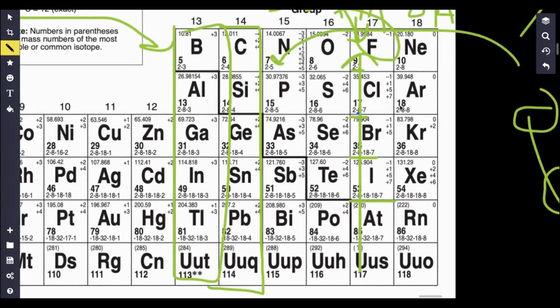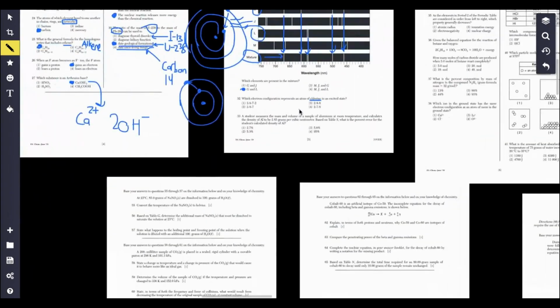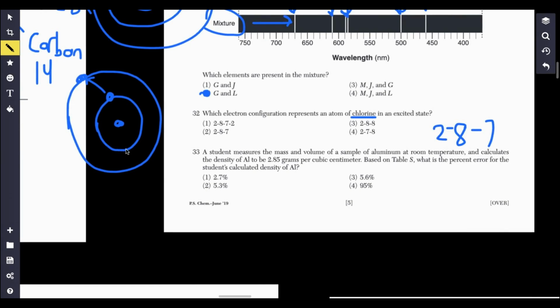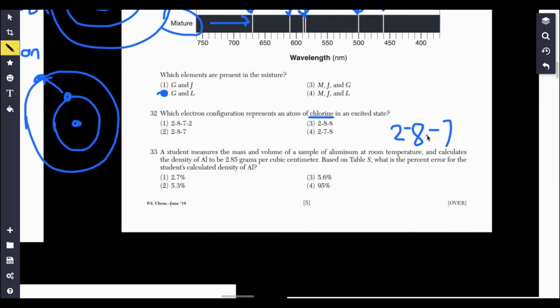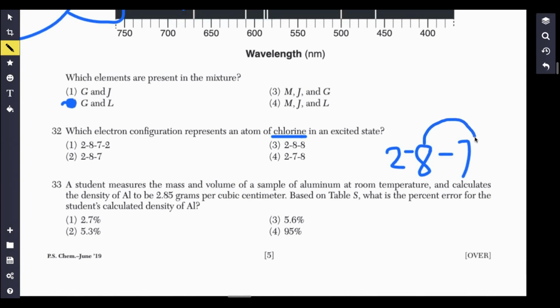The electron configuration for chlorine is 2-8-7, meaning there are 2 electrons in the first shell, 8 electrons in the second shell, and 7 electrons in the third shell. Now, imagine if one of the electrons from the second shell moves up into the third shell. You're going to have 7 electrons in the second shell and then 8 electrons in the third shell. So one electron basically moved up into a higher energy level.